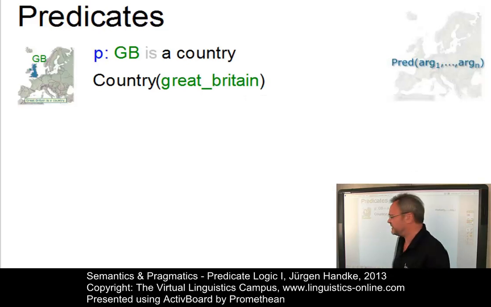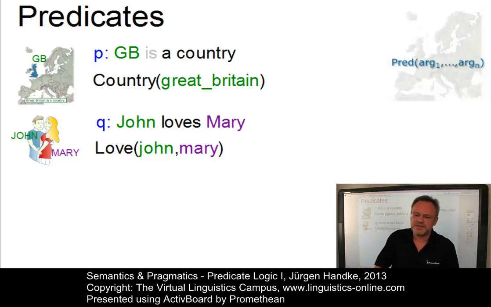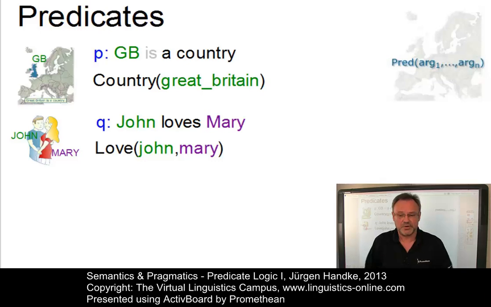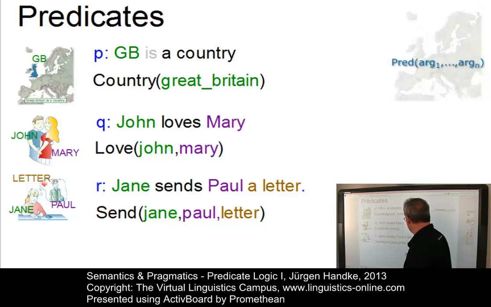More complex predicates represent relationships between the entities denoted by their arguments, if there is more than one. So here we have a predicate, love, and two arguments, John and Mary, and the proposition that can be associated with this predication is John loves Mary. Or take this one: Jane sends Paul a letter. That's our proposition R. And the predication would be send, with the predicate send, and three arguments: Jane, Paul, and letter. As already mentioned, by convention, the labels for predicates always start with a capital letter.